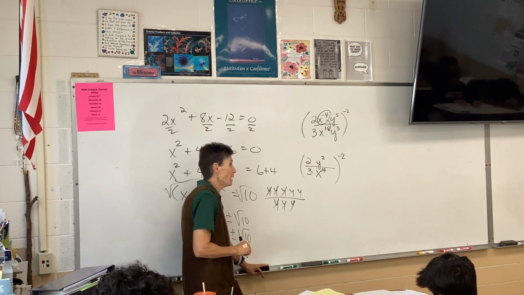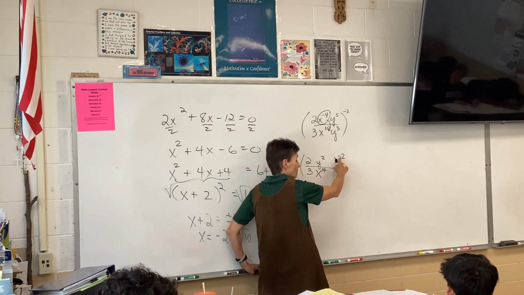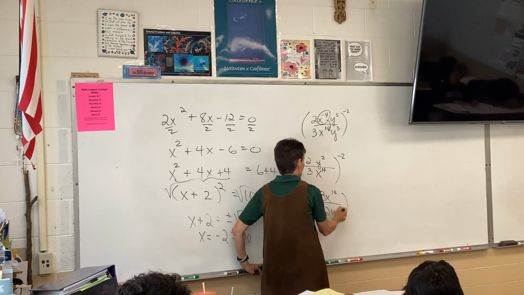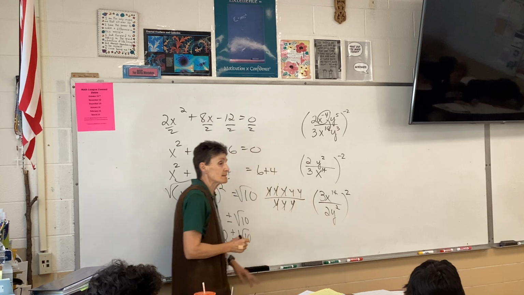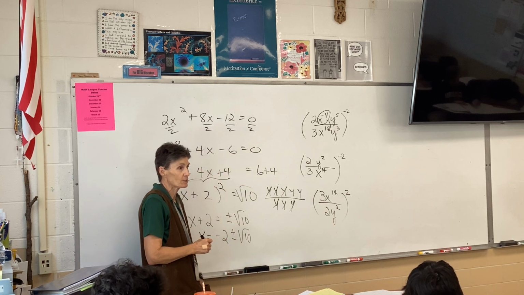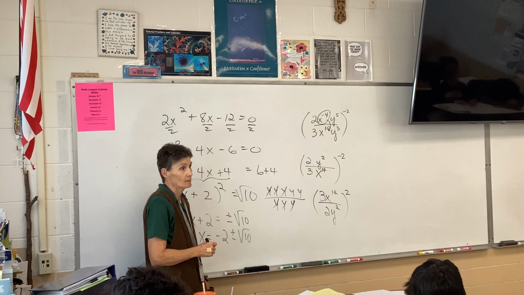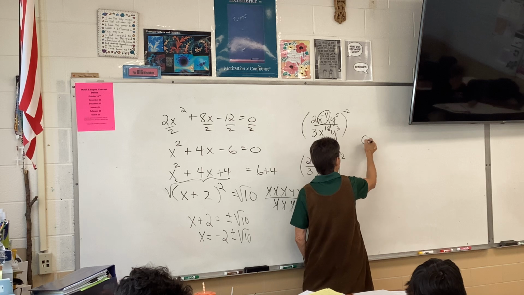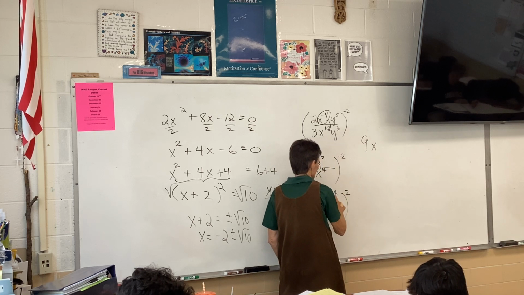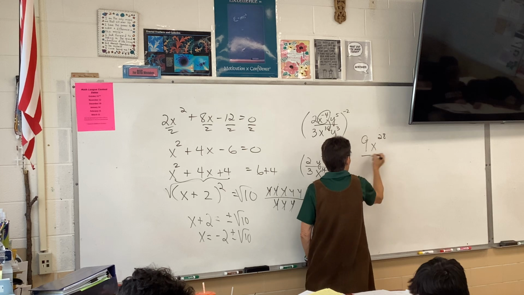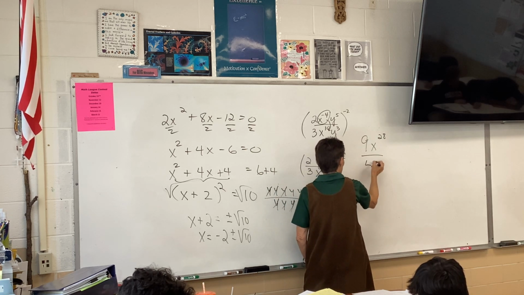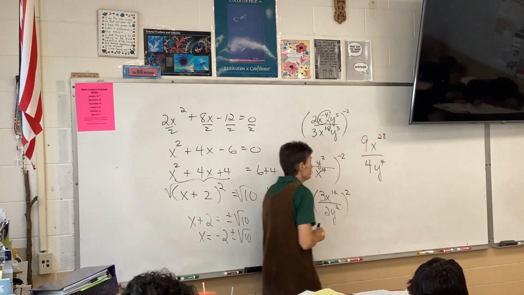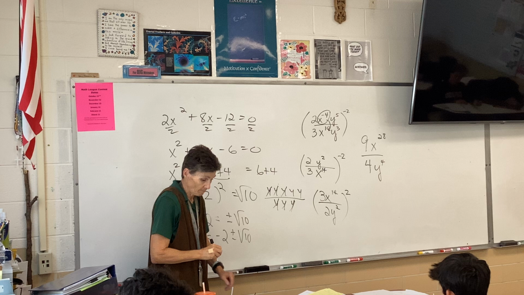Now, what does this negative do? Flips the whole shebang. So the whole thing is flipping. And now, instead of negative 2 exponent, now it's just a 2 exponent. And then I just square everything and I'll be done. So 3 squared is 9. X to the 28th over 4 y to the 4th. And there is our final answer.